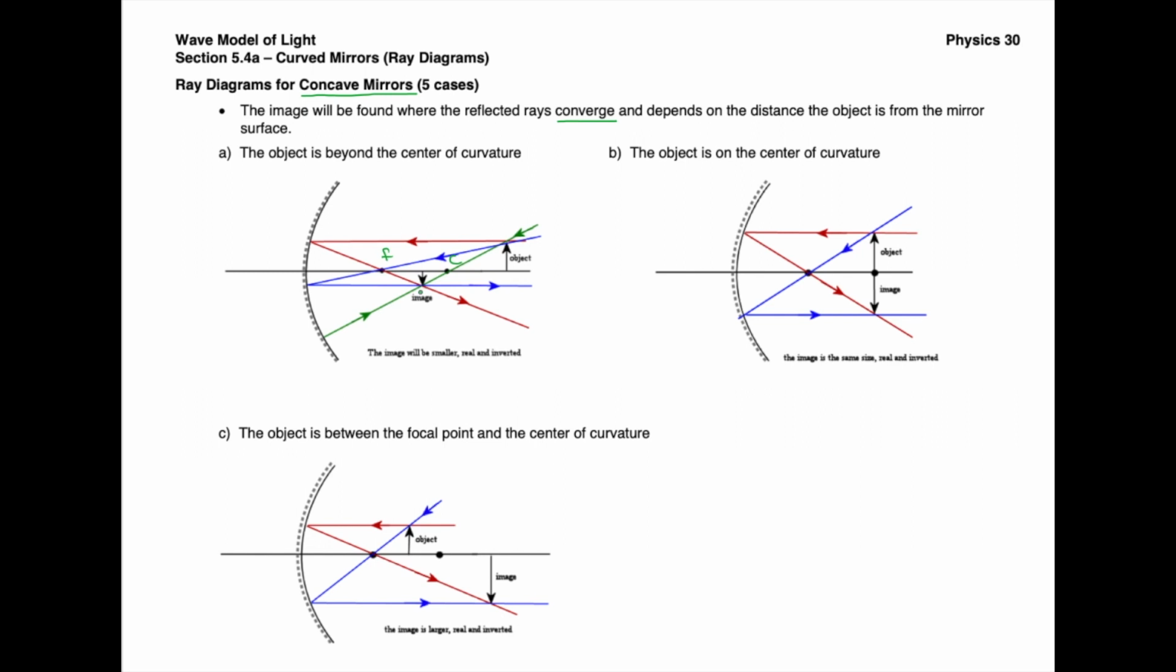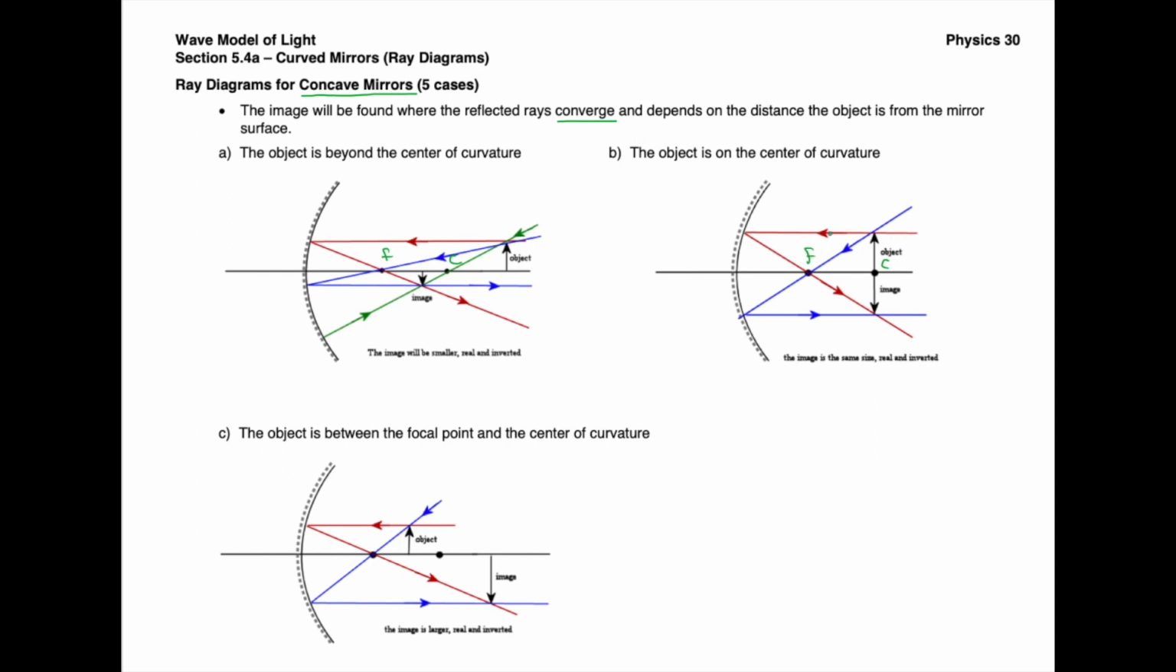It's oriented in the opposite direction, so it's inverted, and inverted images are always going to be real. We also know it's real because the reflected rays are actually going through the point where that image is being formed. So if we put the object right on that center of curvature, so this will be my center of curvature here, this will be my focal point.